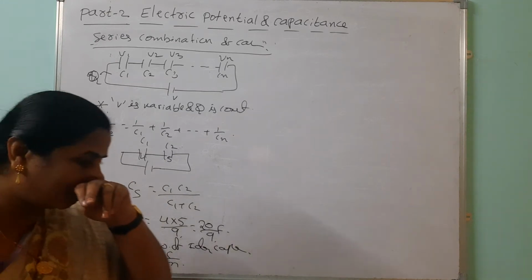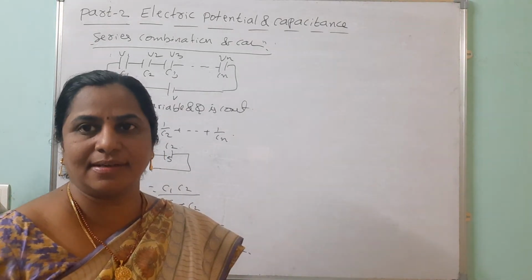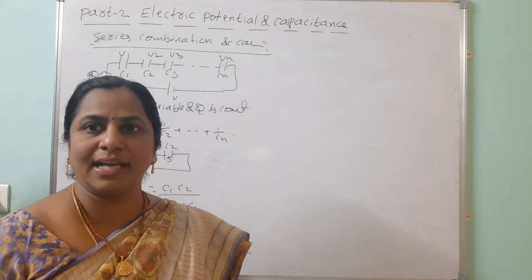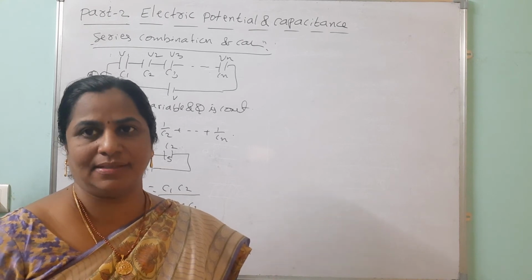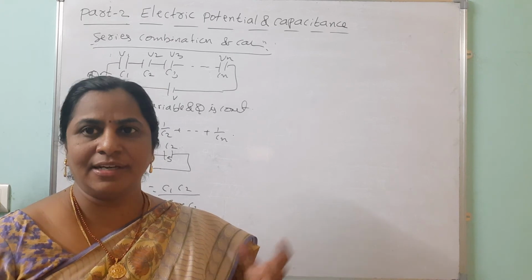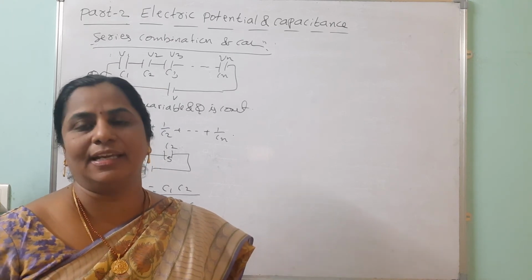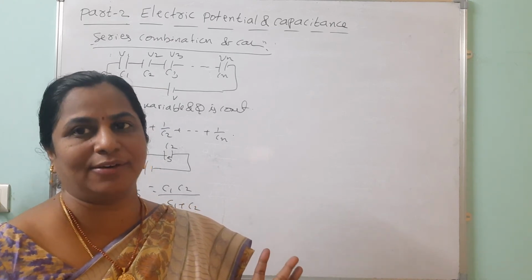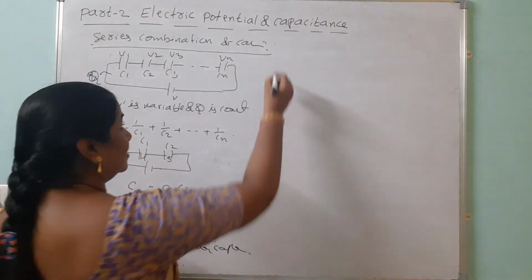Suppose each capacitance is 20 microfarads. Like that we are taking 10 capacitors, and we are connecting them in series. Then what is the equivalent capacitance? 20 by 10. So we get the equivalent capacitance as only 2 microfarads. This is about the series combination.